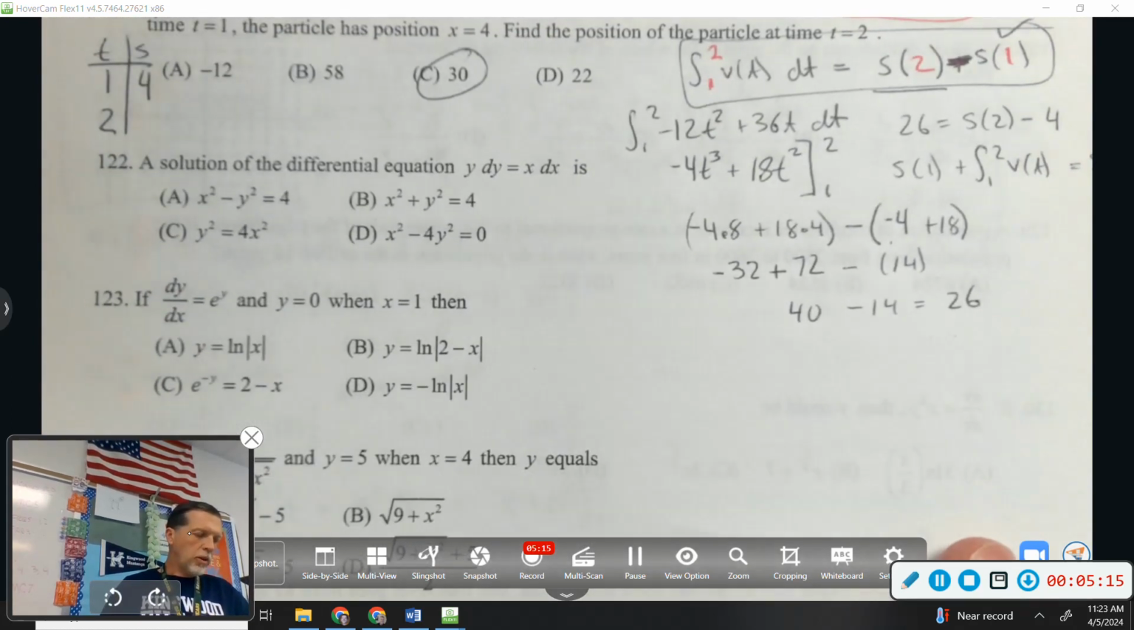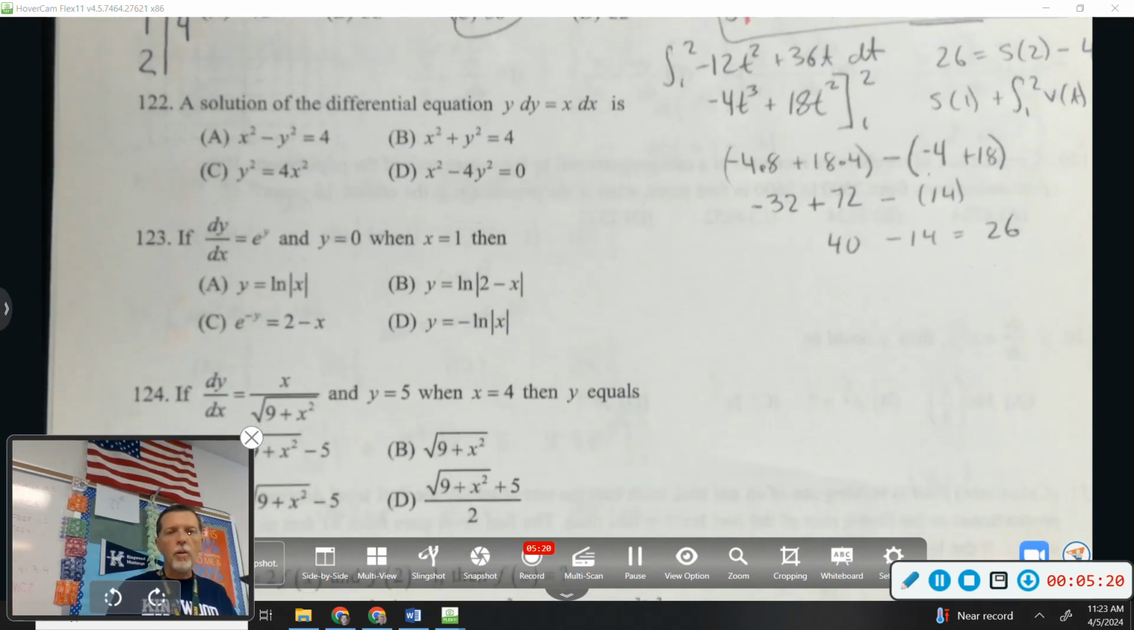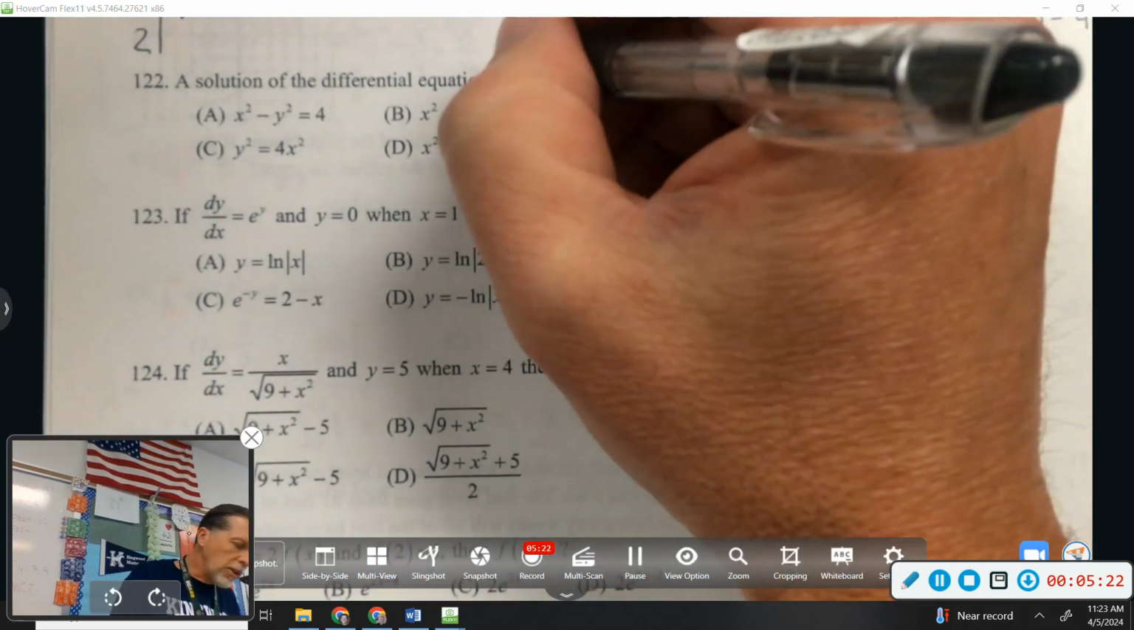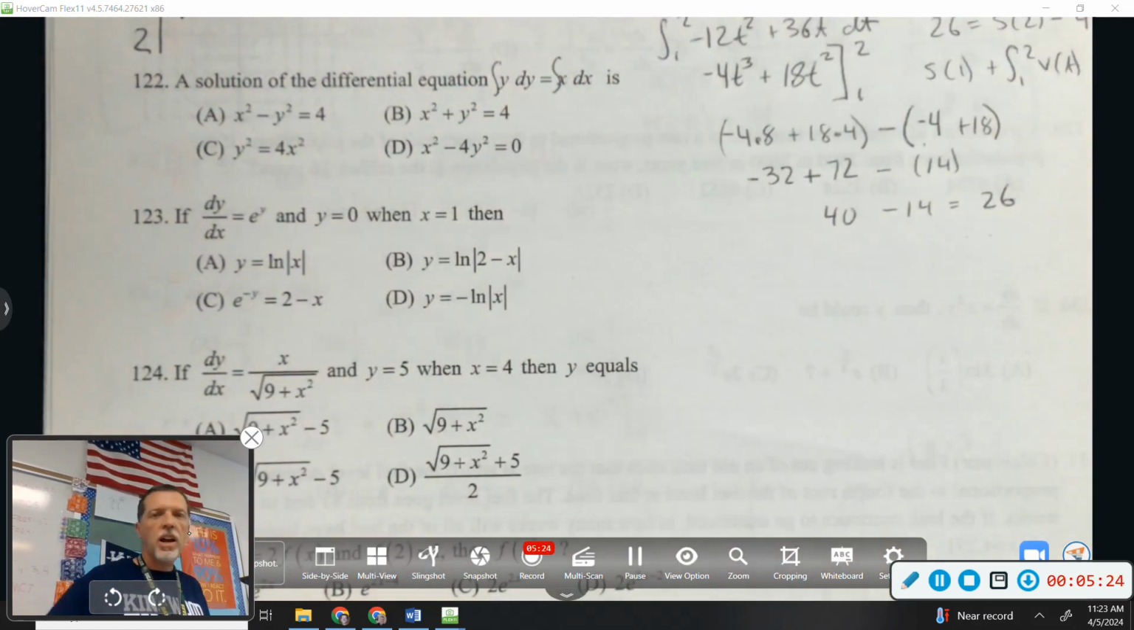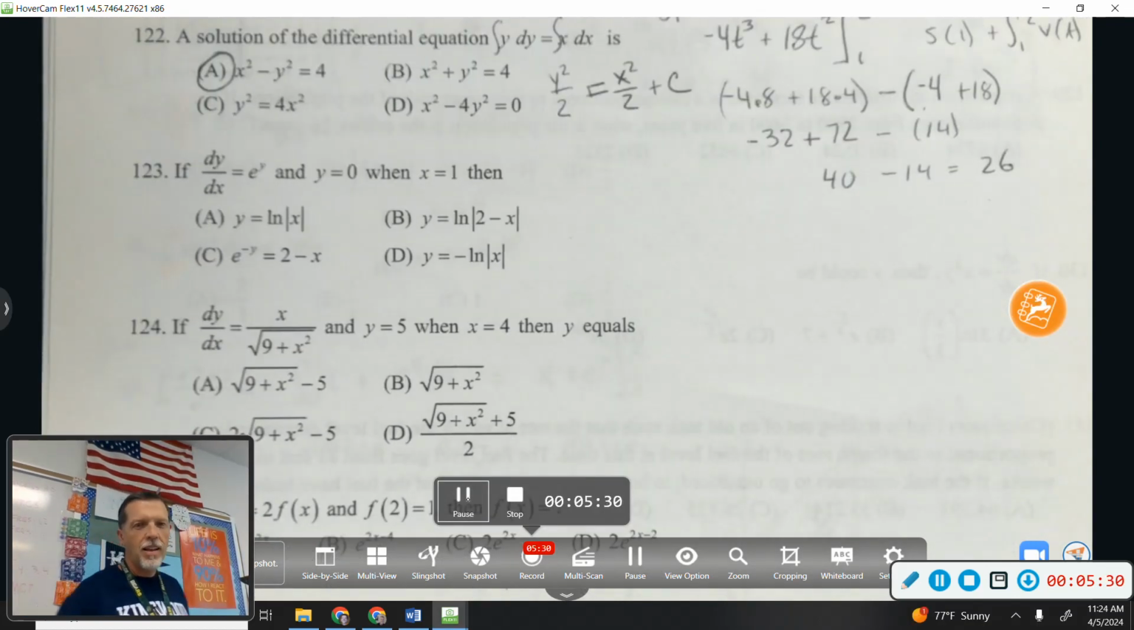All right, 122, back to a differential equation. This one's already separated, so why don't you do the differentiation, the antiderivative part, the integrate part, and pick an answer. All right, so that one was A.